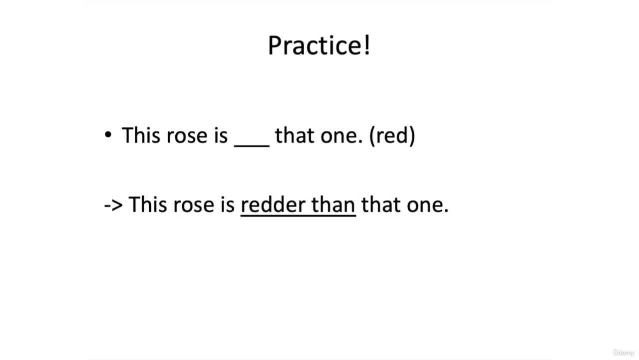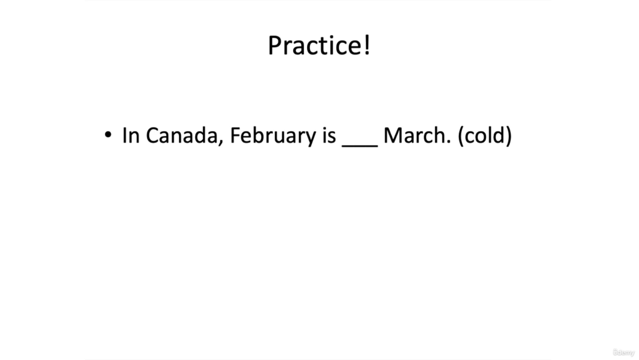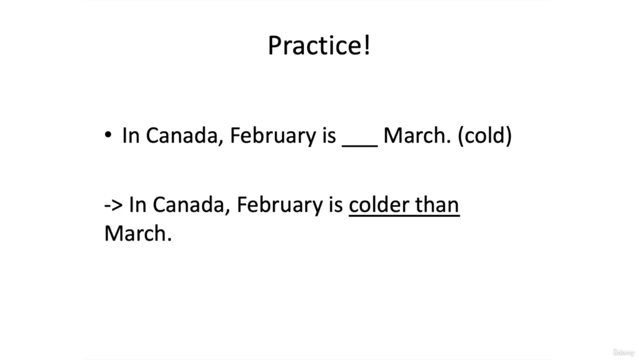This rose is redder than that one. The adjective red ends with a vowel, E, and a consonant, D, so we must double the last letter. We are comparing a rose with one other flower. Therefore, it's a comparative. In Canada, February is colder than March.